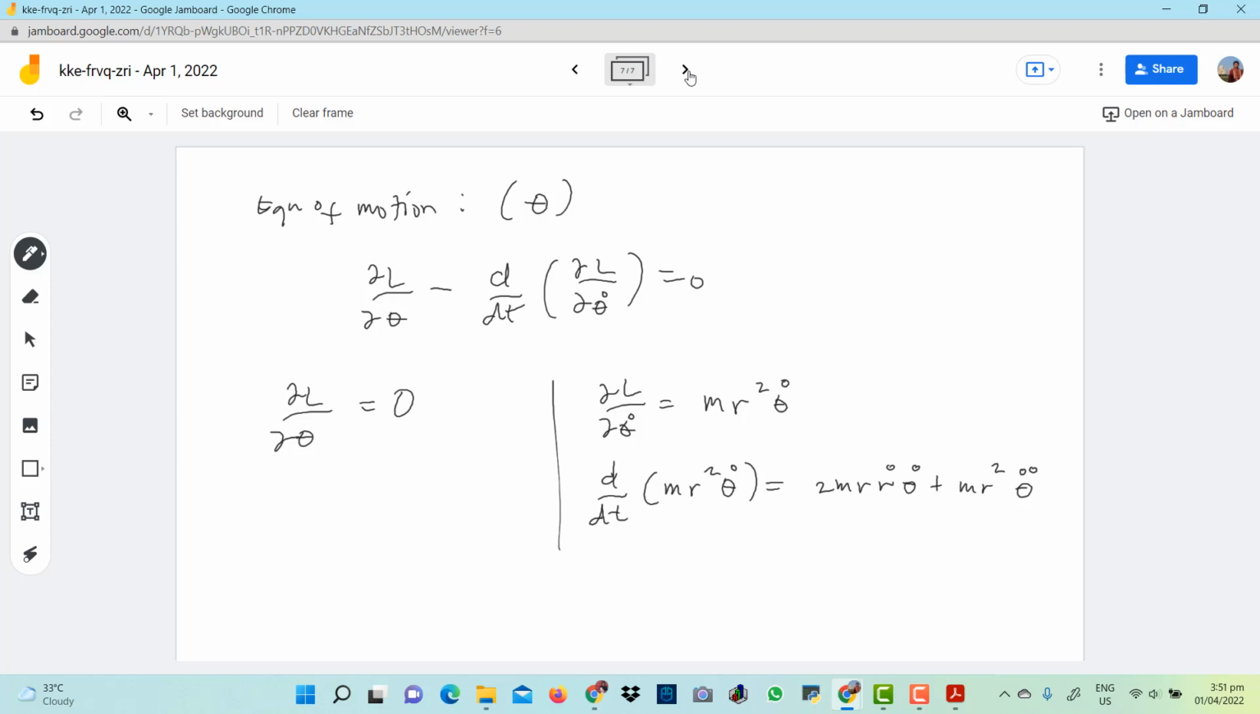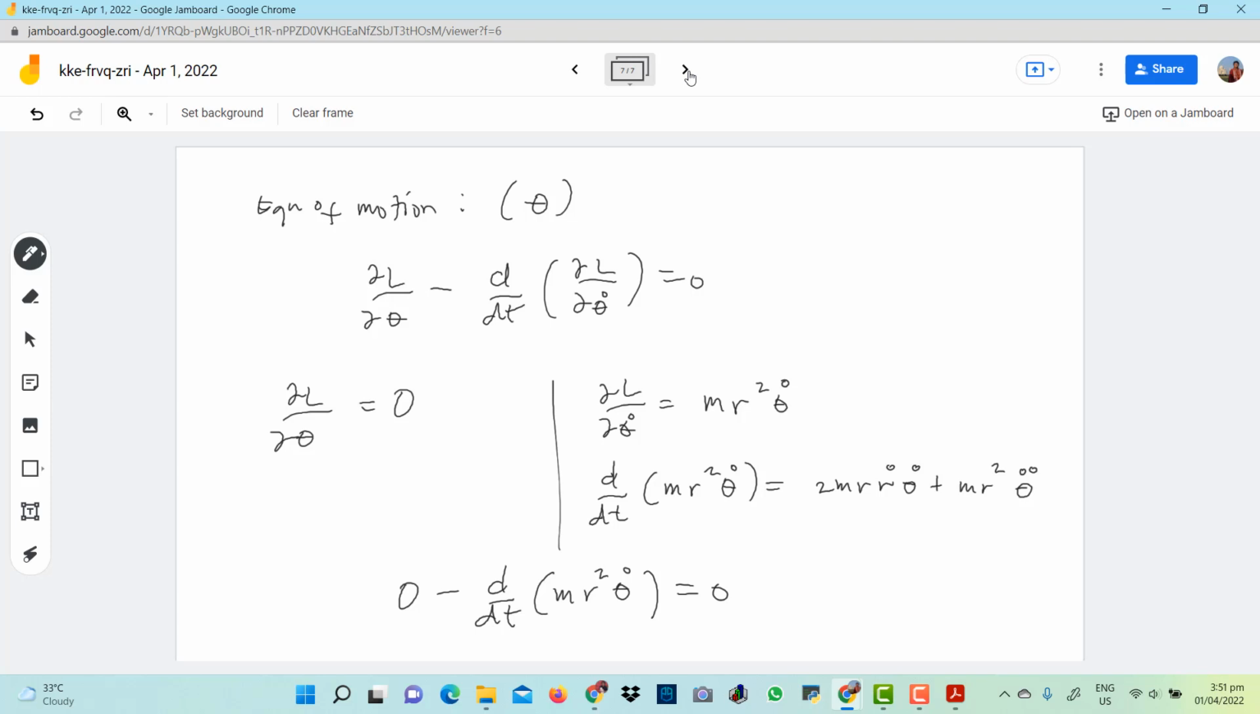I derive it using the product rule, so I derive r first, so I have 2mr r dot theta dot, yeah, that's correct, plus mr square theta double dot. Okay, so therefore I have the equation of motion with respect to theta: d/dt of mr square theta dot, theta dot only, equal to 0.